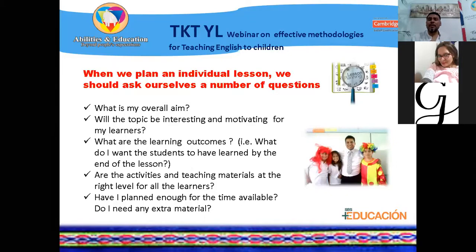When we plan an individual lesson, we should ask ourselves a number of questions. For example, what is my overall aim? Will the topic be interesting and motivating for my learners? What are the learning outcomes?